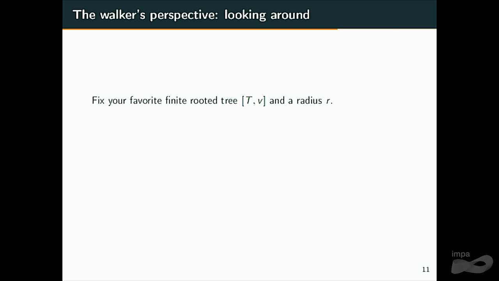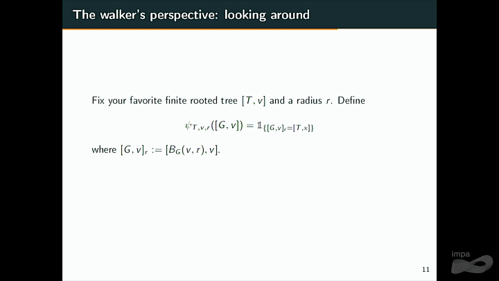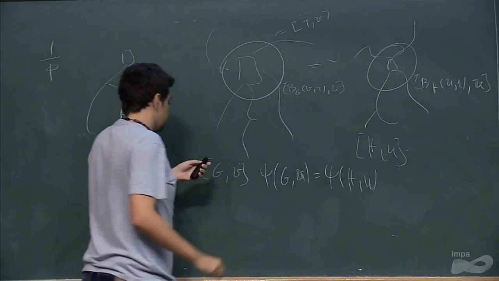So fix your favorite finite rooted tree, okay? And the radius R. And define this function here. So the indicator function that the neighborhood of radius R, so the ball around the root of G of radius R, is equal to our favorite tree here. So this function gives us one whenever this ball around the root is the tree we have chosen. So if you see the tree here, then psi is one.